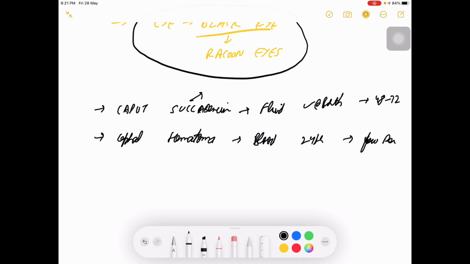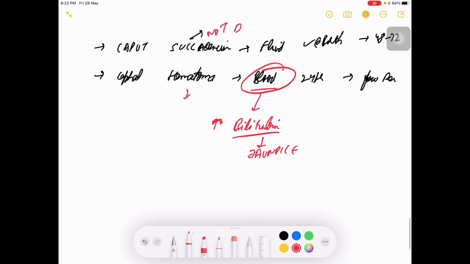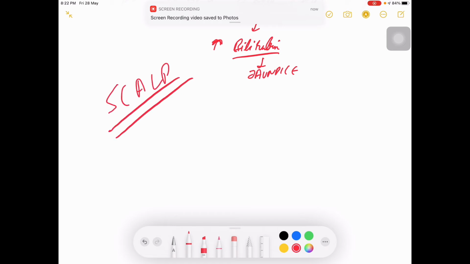This is basically not dangerous, but this is dangerous. Why? Because due to this blood, it will raise the levels of bilirubin. Hence, that will lead to jaundice. So that was all about your SCALP, the full form.